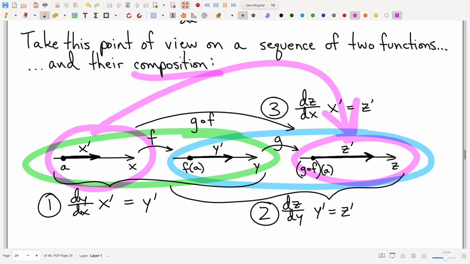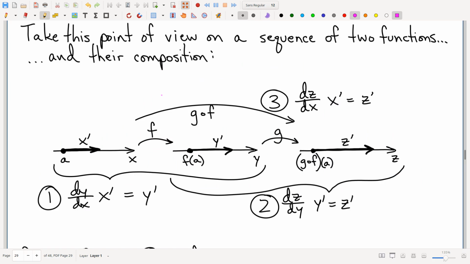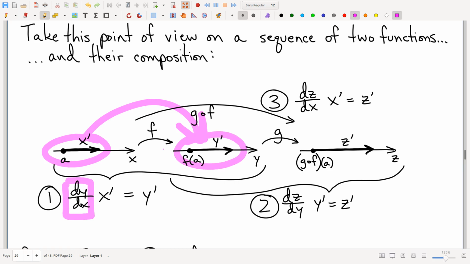All right, now I'm going to take the point of view that we have above on each of these functions. What is the derivative of f? Well, the derivative of f is the factor. It's what I multiply by x prime to get y prime. That's what the derivative of f is. It's that multiplicative factor.